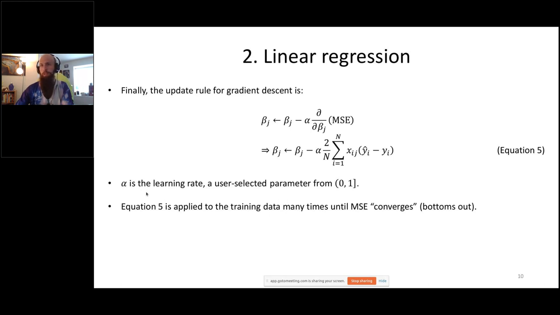So like I said, this gradient descent procedure is iterative. So that means equation 5, the update rule, is applied to the training data many, many times until your mean squared error converges or bottoms out. So often, if you can see my finger drawing a very low-tech error graph, as you keep iterating, your mean squared error will go down like this, kind of an exponential decay curve. And eventually that exponential decay bottoms out and the mean squared error stops decreasing. So that's where you want to stop training. That's when you say, okay, MSE has converged and the model I've ended up with is good enough.